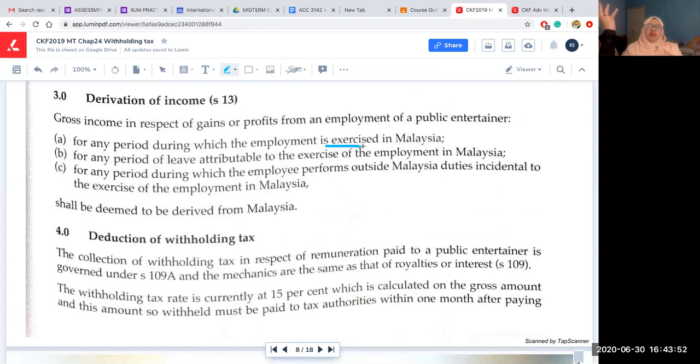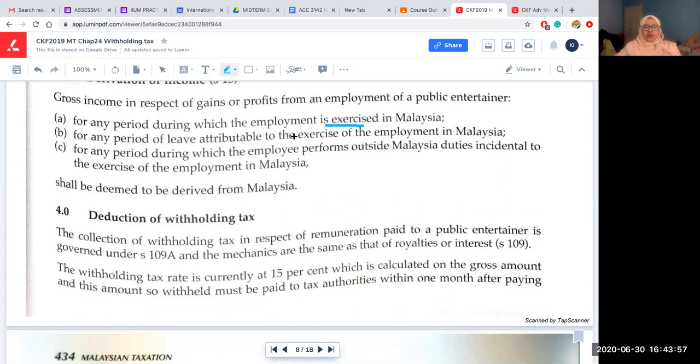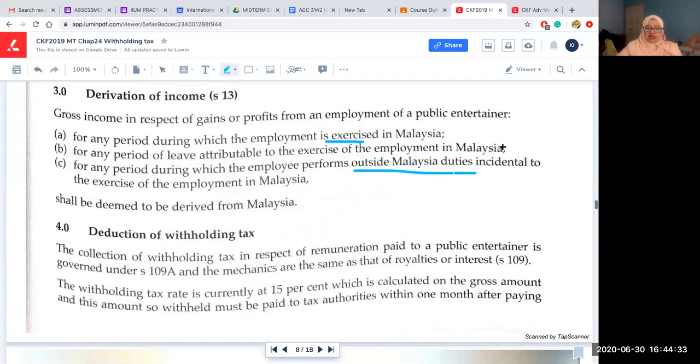This applies for any period of leave attributable to exercise of employment in Malaysia, and any period during which the employee performs outside Malaysia duties incidental to the exercise of employment in Malaysia. For example, I may be invited to give my lecture in Indonesia, and Indonesia pays me as a non-resident person. That payment is also subject to this, because even though it's outside Malaysia, the job is incidental to my job in Malaysia. You get that? So you will also fall under this income derivation.